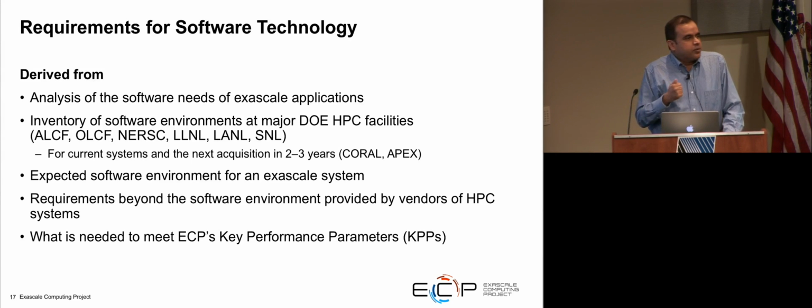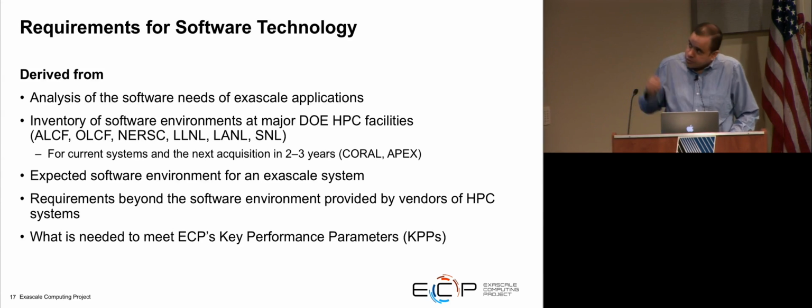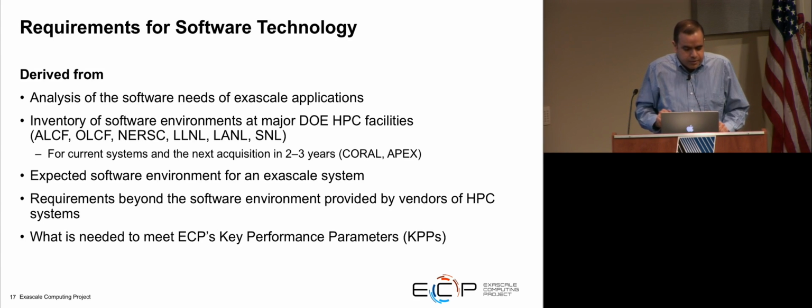One is what are the applications saying that they need, or they're using, or they plan to use. So an analysis of the software needs of the applications, and I have some examples of that. Also an inventory of the software environments at the major DOE facilities at those 6 labs.